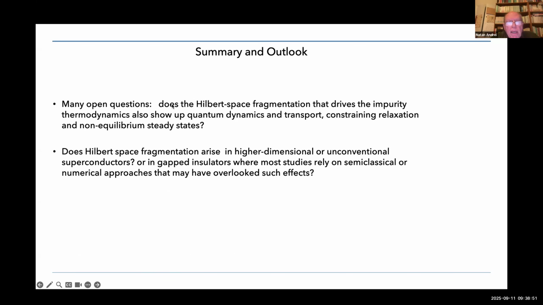In particular, does the Hilbert space fragmentation that drives the impurity thermodynamics show up also in quantum dynamics and in transport? And does it show up in relaxation and non-equilibrium steady states, for example? And would such a mechanism also occur in higher dimensional or unconventional superconductors or in gapped insulators? We don't know. It would be very interesting to see. It very often happens that structures that occur in one dimension have a counterpart in higher dimensions, and fragmentation of Hilbert space would be an example. So thank you very much. Sorry, running over time.